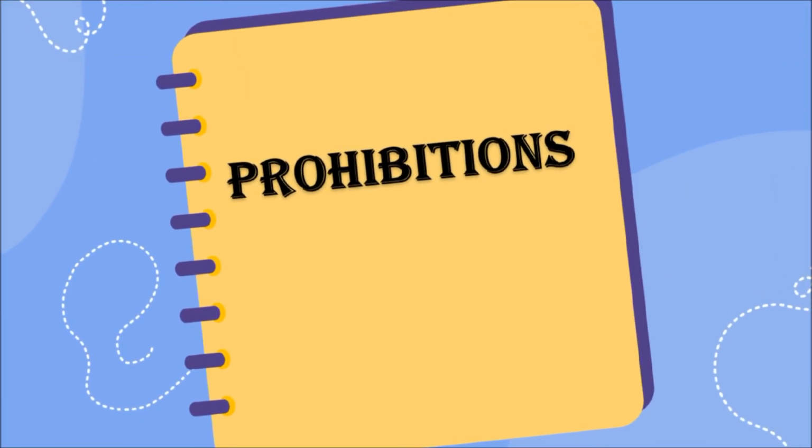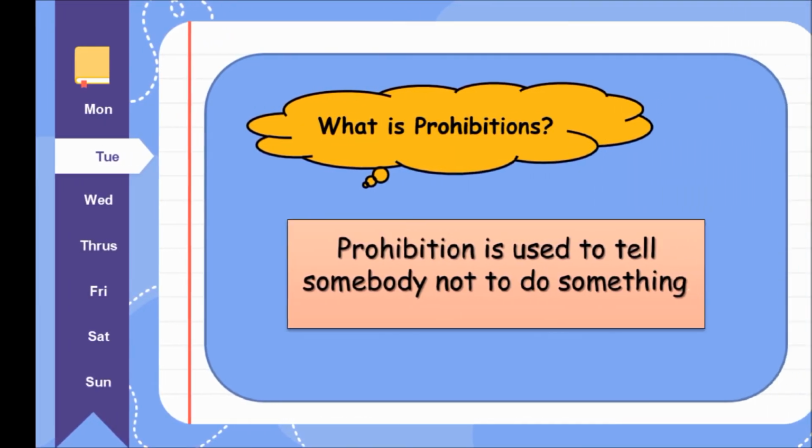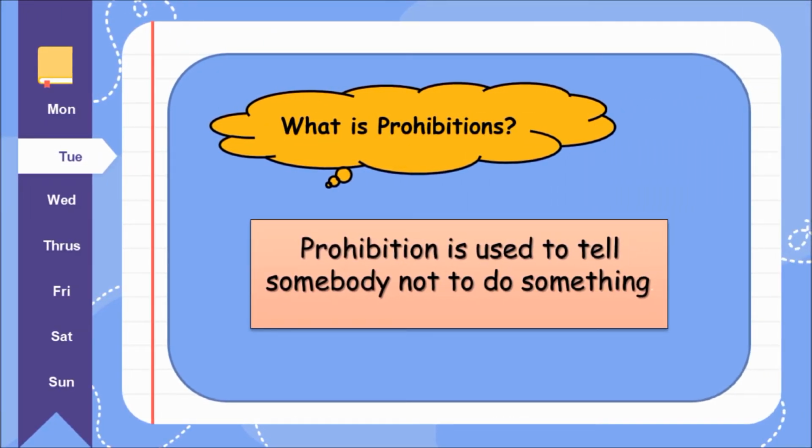Well, the next material is prohibition. So what is prohibition? Prohibition is used to tell somebody not to do something. Jadi, kalau commands itu meminta seseorang untuk melakukan sesuatu, maka prohibition itu meminta seseorang untuk tidak melakukan sesuatu. Jadi, prohibition adalah antonim dari command.